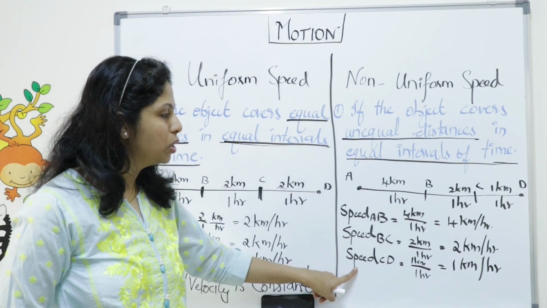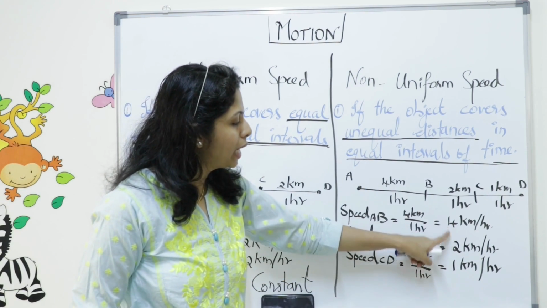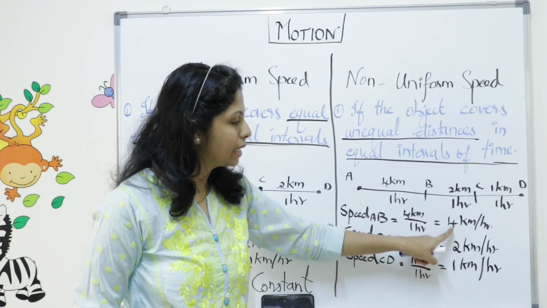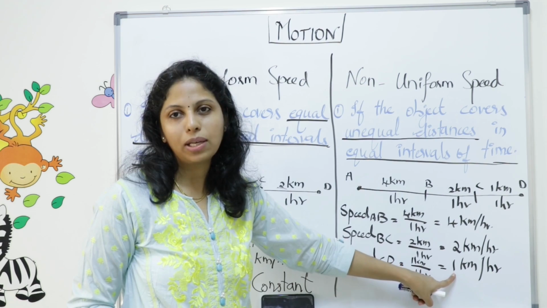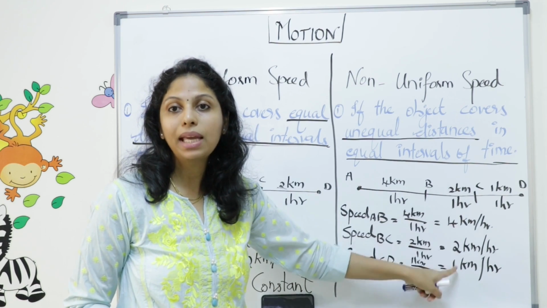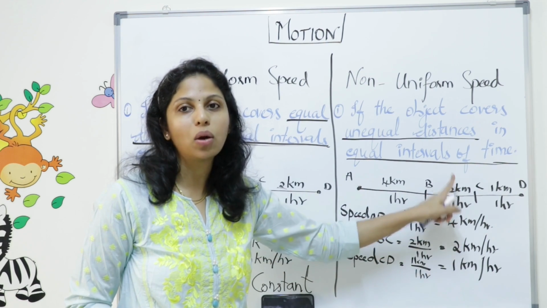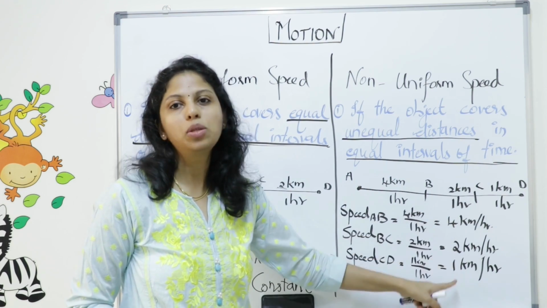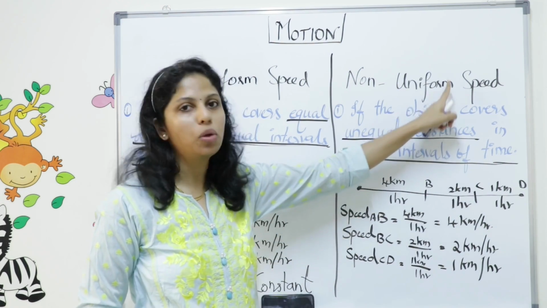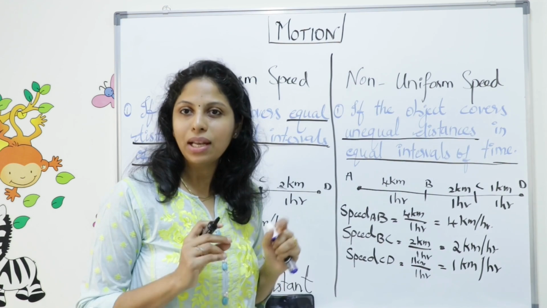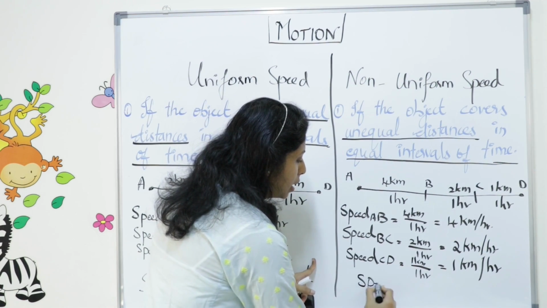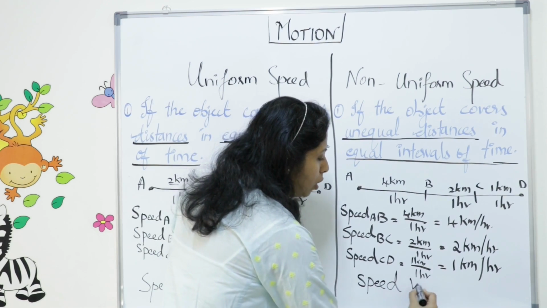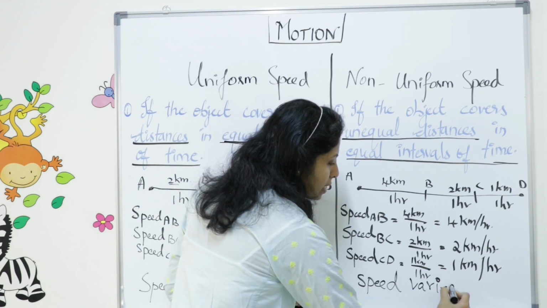So in this, what did you see? The value of speed is varying. That is, it is different. Here it is 4 kilometers, then 2 and 1 kilometer per hour. So the speed is non-uniform. It is not the same. So that is what we call non-uniform speed. So in non-uniform speed, the speed keeps changing or the speed varies.